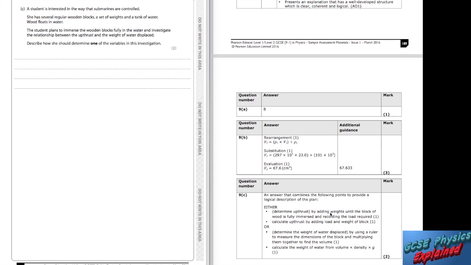So you'd find out how many weights you needed to add to the back of the block until the wood is fully immersed, and then record how much load that was on the back of the wooden block. And then you'd have to calculate the upthrust by adding the load you've just worked out required to make the block fully submerge, and add that to the weight of the block itself. And the upthrust will be the load plus the weight.